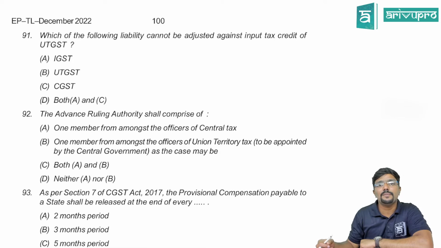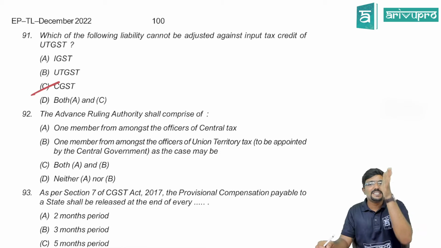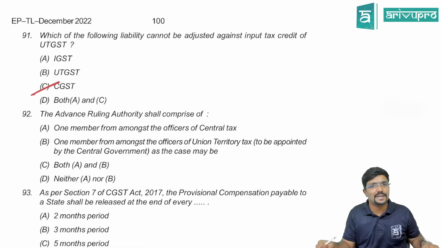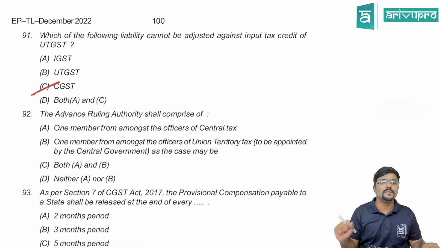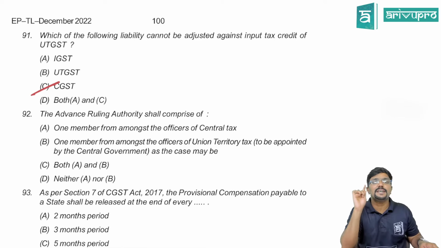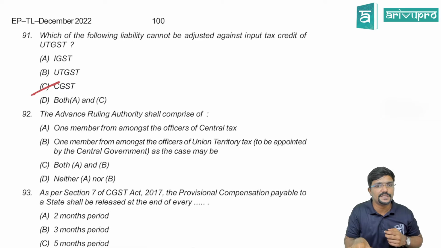Which of the following liability cannot be adjusted against input tax credit of UTGST? So against the credit of UTGST, which you cannot adjust? CGST. CGST credit cannot be adjusted against SGST or UTGST liability. Agree, na? So which of the following cannot be adjusted against ITC, input tax credit of UTGST? So CGST liability, can it be adjusted against UTGST or SGST credit? No, you cannot adjust it. So the answer is CGST.